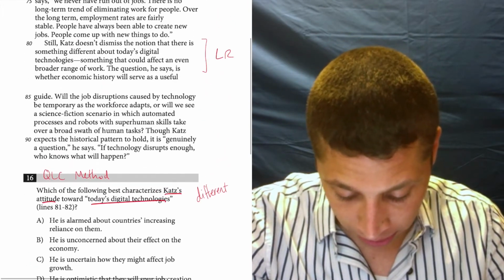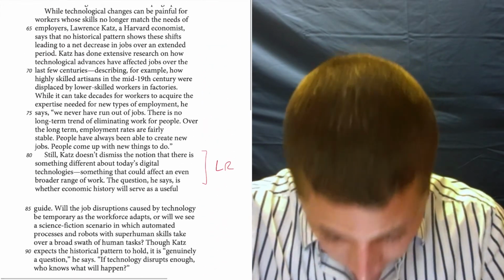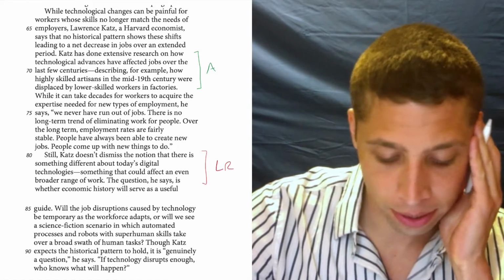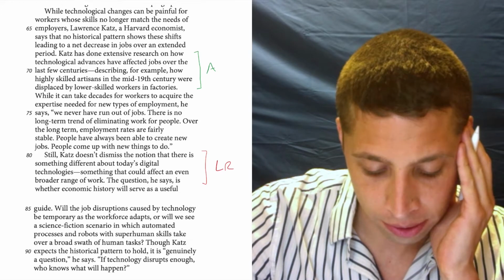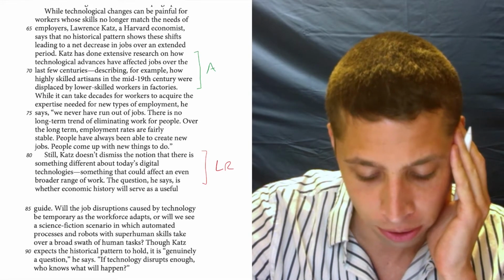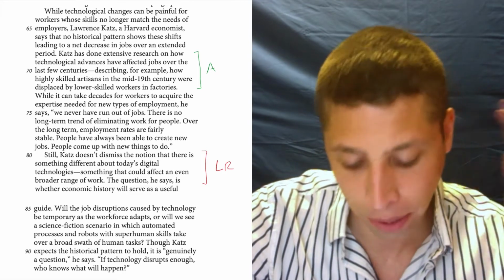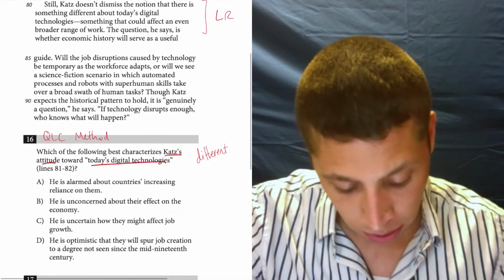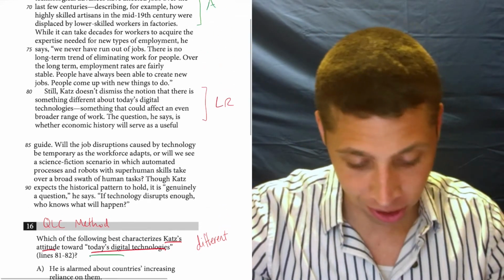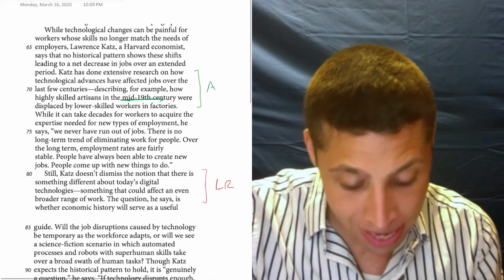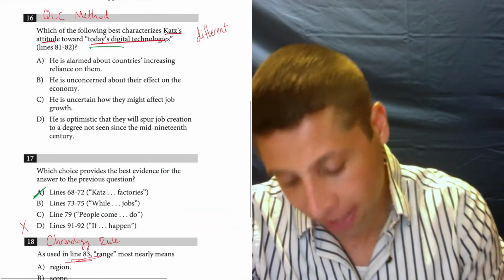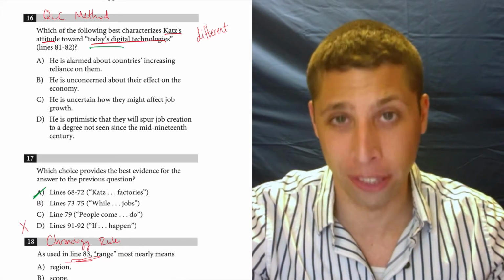So let's look at 68 to 72. Okay, 68 to 72 is right here. Katz has done extensive research on how technological advances have affected jobs over the last few centuries, describing, for example, how highly skilled artisans in the mid-19th century were displaced by lower skilled workers in factories. Well, look at the question. We're told to care about today's digital technologies. This is about stuff in the mid-19th century. That's not today. This answer is wrong. This does not talk about today's technologies. I can confidently cross it out.